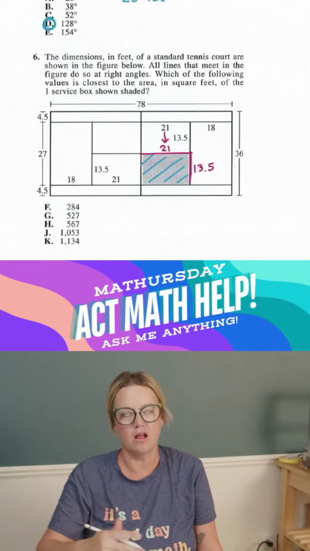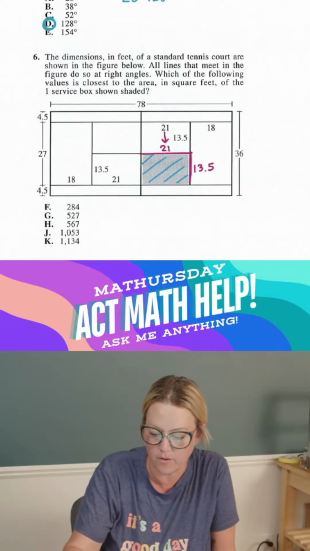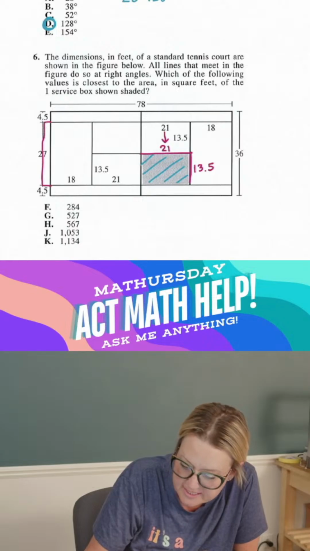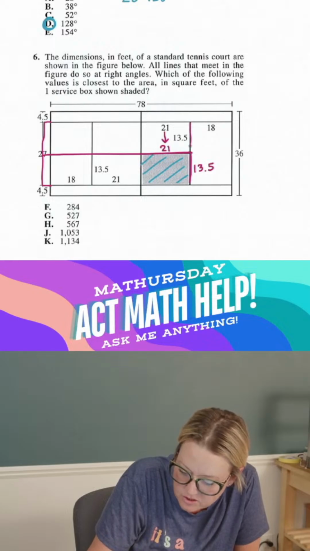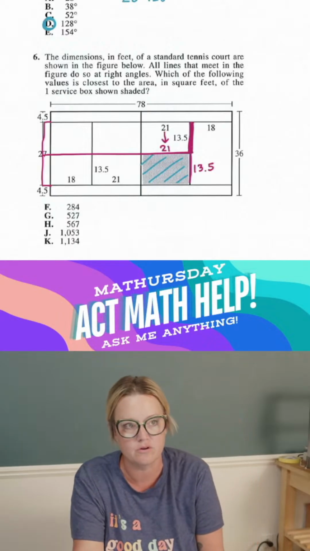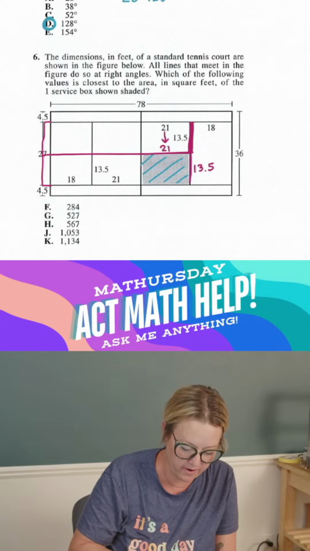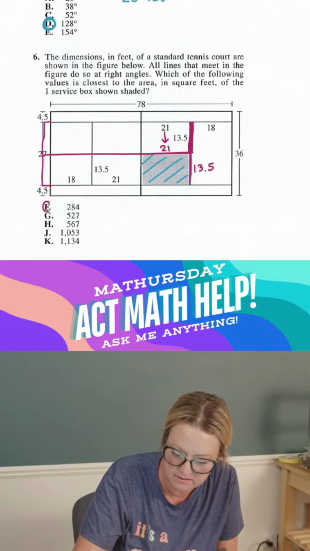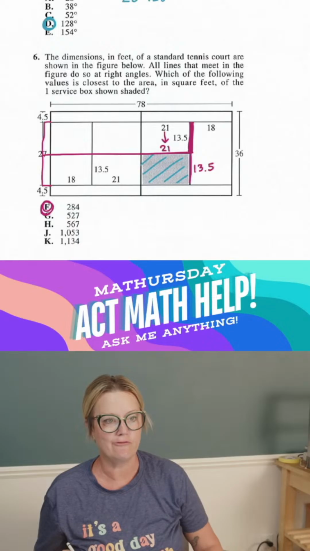The reason, first of all, I've played tennis my whole life, so I know that those rectangles are the same size. But also, I can look over here and see that this section is 27, and this part here is 13.5, and half of 27 is 13.5, so this other piece has to be 13.5 also. So I just do 21 times 13.5, and I get 283.5, so the closest to the area is 284.